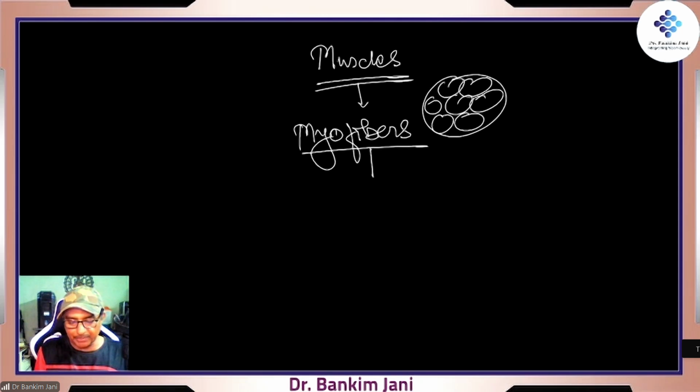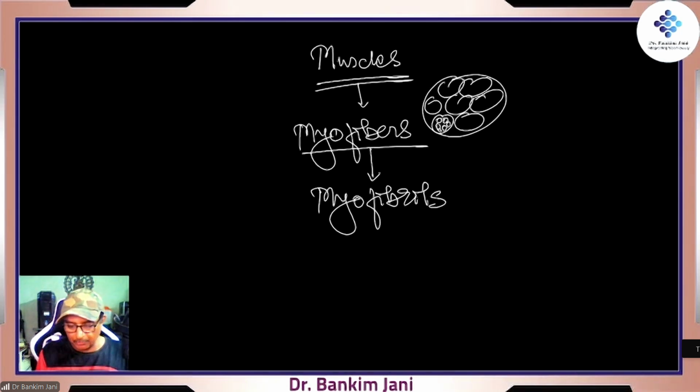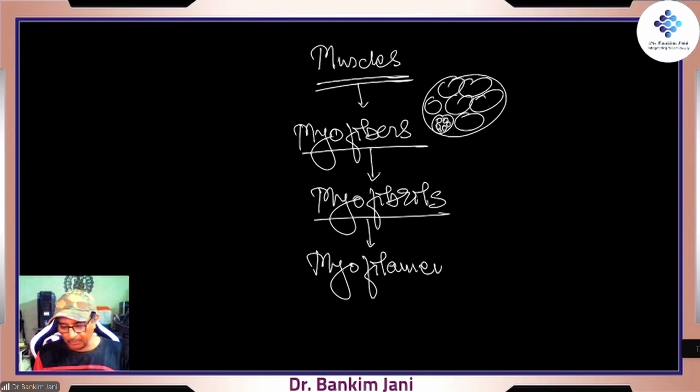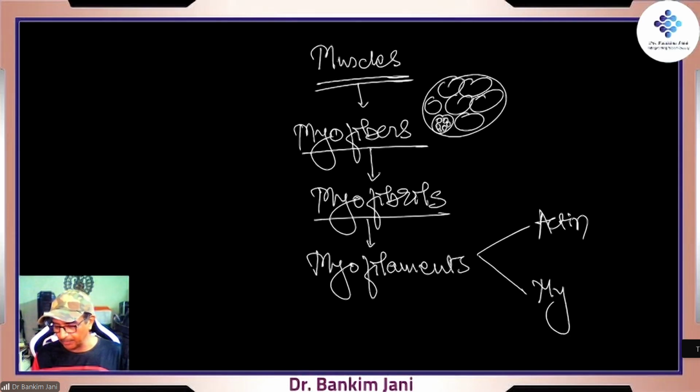Correct? Myofibers. Now, these myofibers will have specific bundles, and they are called the myofibrils. And in these myofibrils, there are myofilaments or the muscle filaments. These are the muscle filaments which you know very well in the form of actin and myosin. So this is a basic concept which will be required, because these are the muscles which will actually be doing the exercise. What exercise is, we will be going into in detail now.